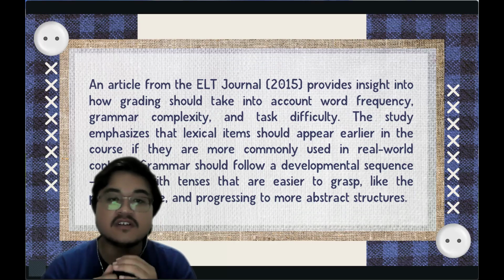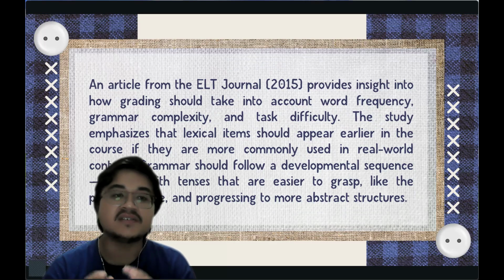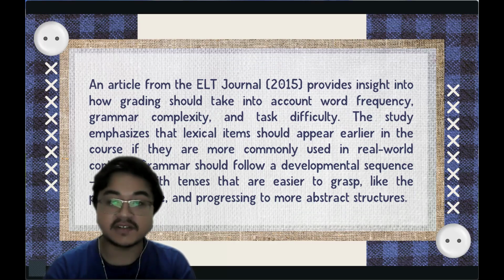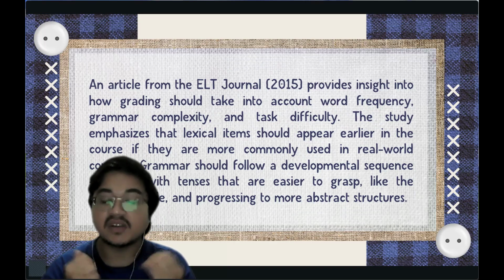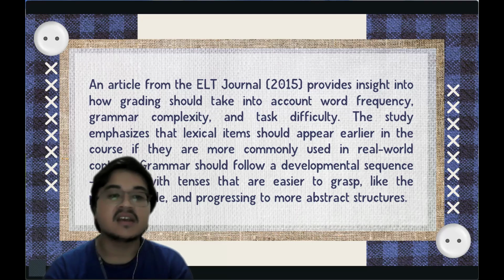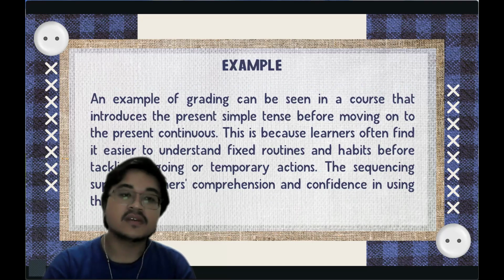An article from ALT Journal in 2015 provides an insight into how grading should take into account frequency, grammar complexity, and task difficulty. The study emphasizes that lexical items should appear earlier in the course if they are more commonly used in the context. Grammar should follow a developmental sequence, starting with tenses that are easier to grasp, like the present simple, and progressing to more abstract structures.